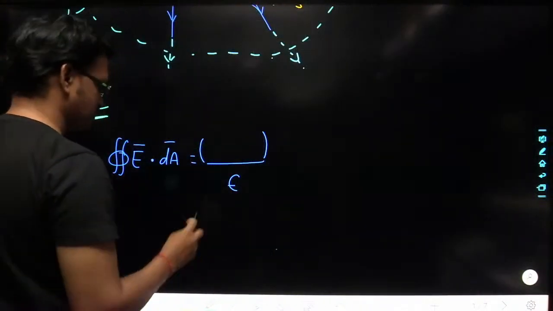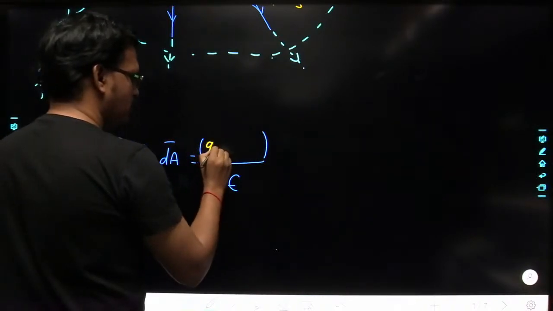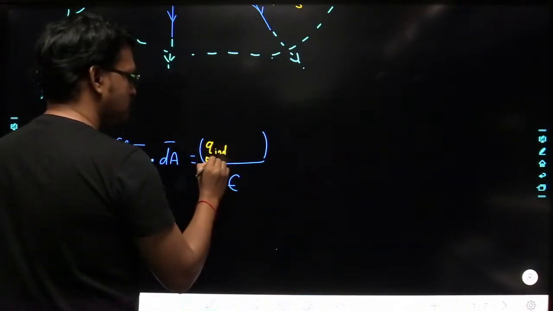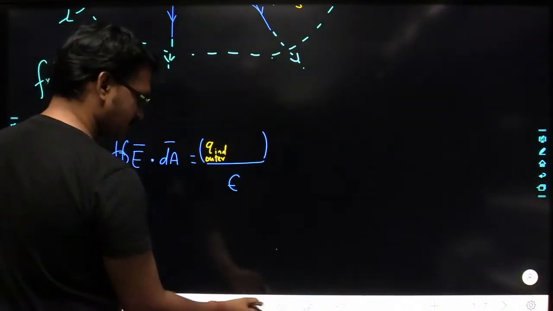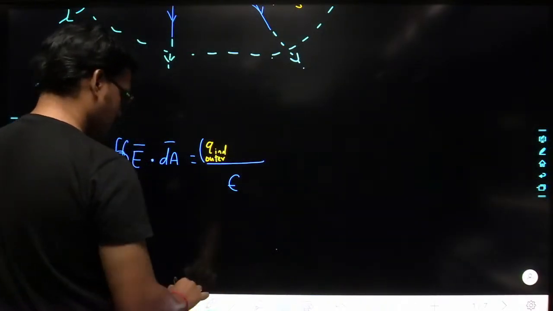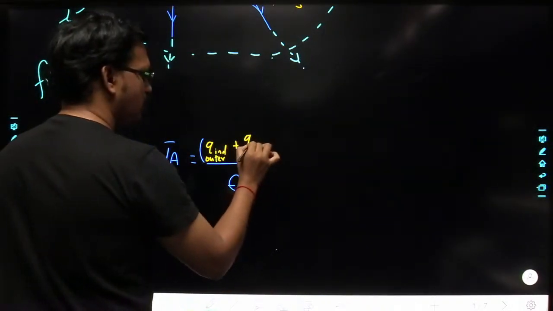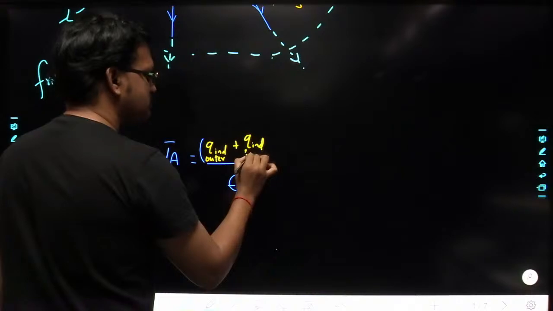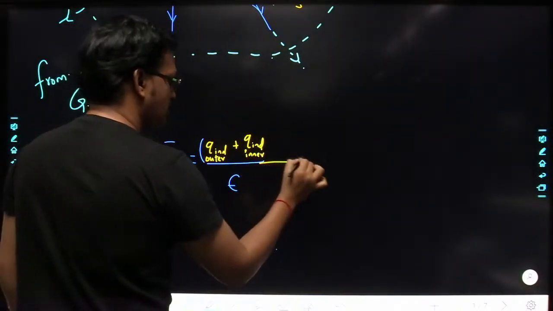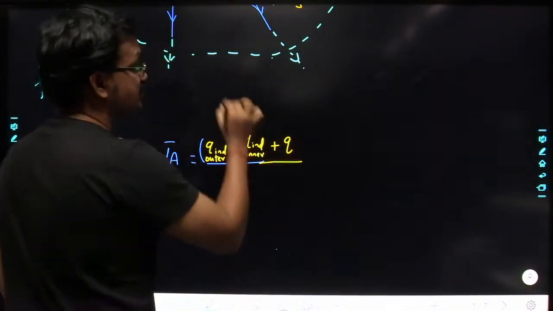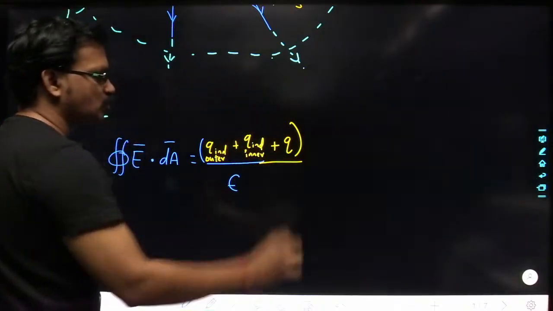I am writing the total charge. So that is Q induced on the outer surface of the sphere, plus Q induced on the inner surface of the sphere, plus Q, which is at the origin, right? So this is the total charge here.